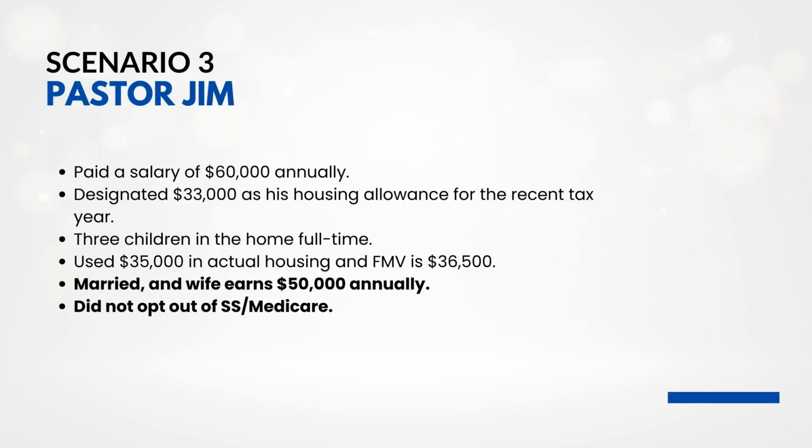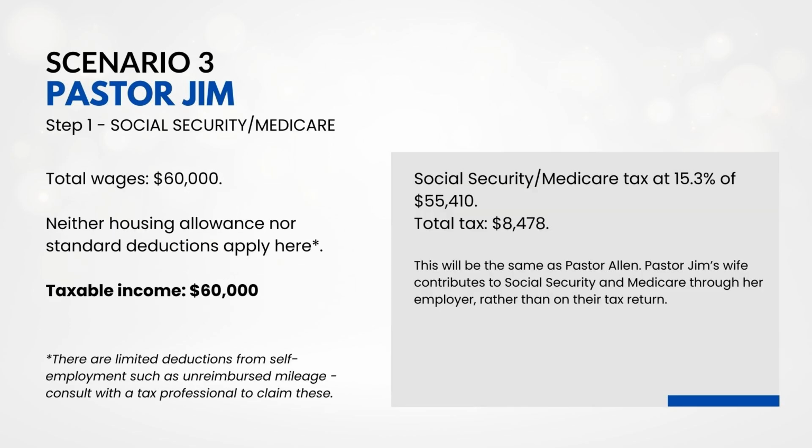Pastor Jim has the same situation as Allen, except that his wife is traditionally employed and earned $50,000 for the year. Pastor Jim's self-employment tax would be the same as Pastor Allen's. His wife's earnings aren't a factor because his wife is an employee for Social Security and Medicare purposes. That means her employer withheld 7.65% from her paycheck, contributed an additional 7.65% from the business, and sent it to the IRS along with the other payroll taxes throughout the year.